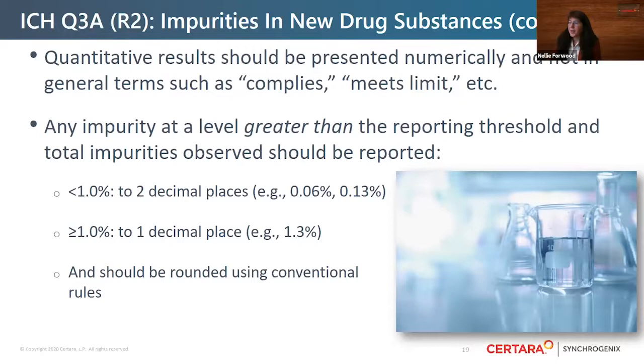ICH Q3A also talks about how quantitative results should be presented numerically and not in general terms such as complies, meets limits, et cetera. If you send results to the FDA as complies, they'll come back to you requesting the actual data. Any impurity at a level greater than the reporting threshold and your total impurities observed should be reported. If your impurity is present at less than 1.0%, you report it to 2 decimal places. If it's greater than 1.0, you report it to 1 decimal place. Okay, when you're doing any rounding, you should use conventional rounding rules.